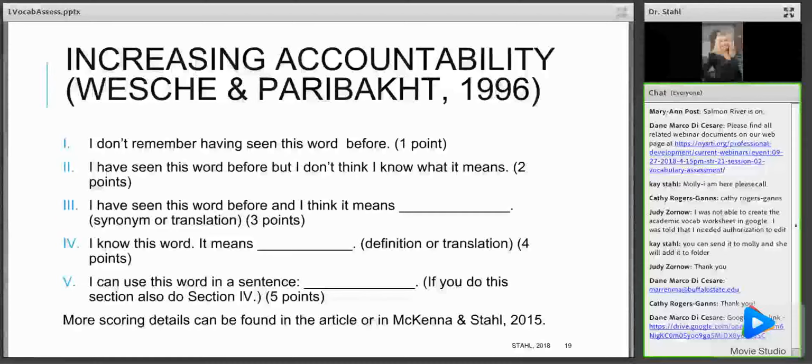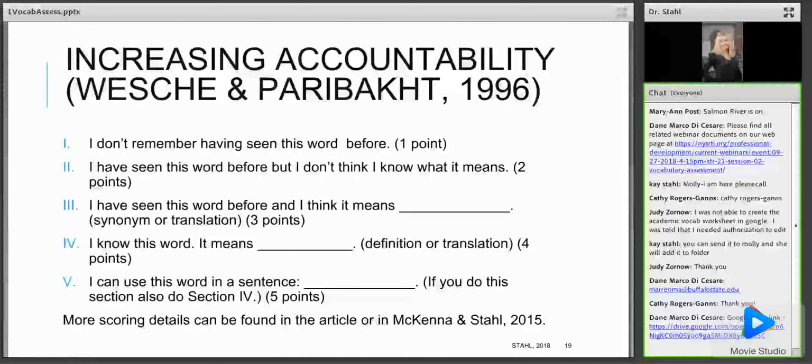If they said, I don't remember having seen this word before, it was 1 point. If they said they saw the word and didn't know what it meant, 2 points. If they could provide a synonym or translation for it, that was 3 points. If they provided a clear definition, they got 4 points. And if they could, in addition to the definition, also use it in a sentence, they got 5 points.